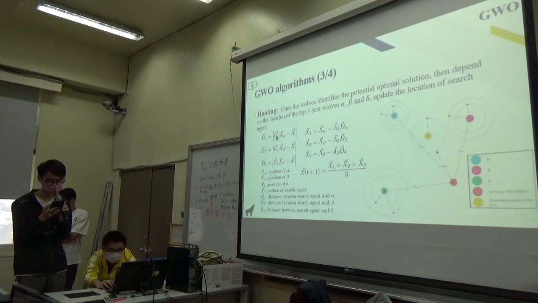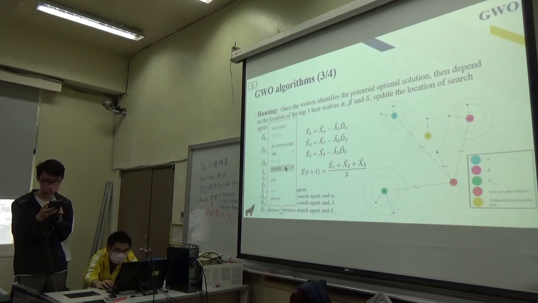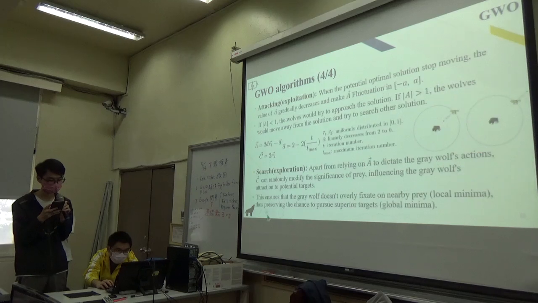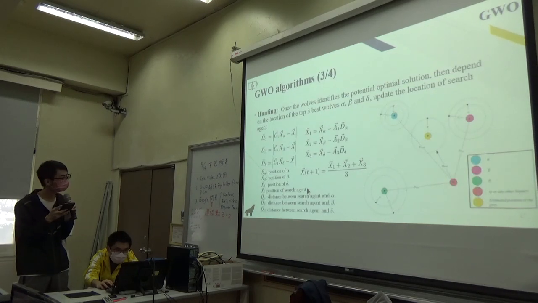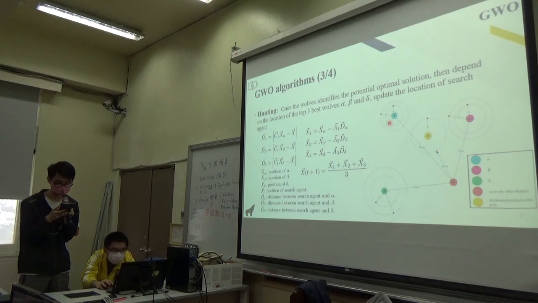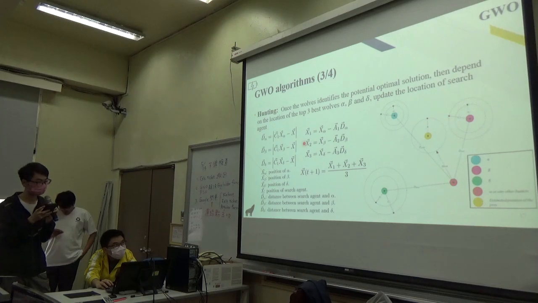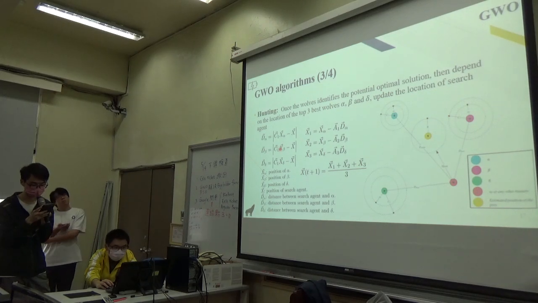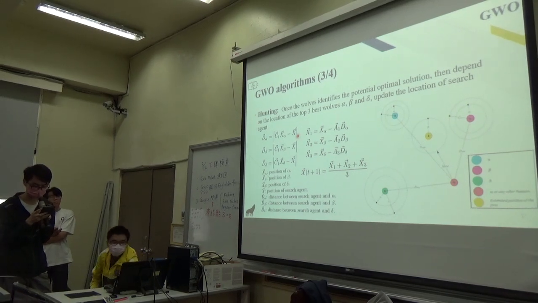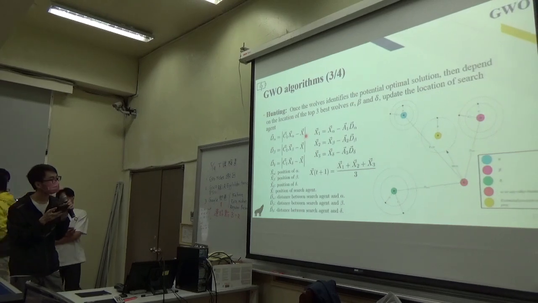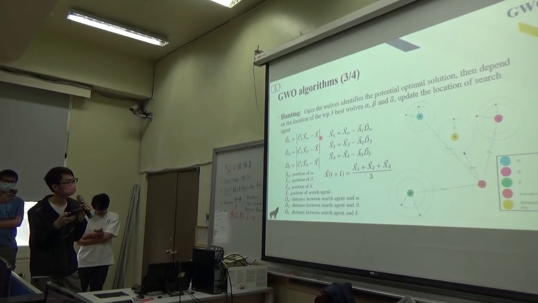And next, we are going to talk about the hunting phase. Once the potential optimal solution is identified in the encircling phase, the wolves shift their focus toward converging upon it for further exploration. Led by the alpha wolf, the pack refines their position in response to the prey's location, continuously striving to maximize the fitness of the solution. And here's the following formula.